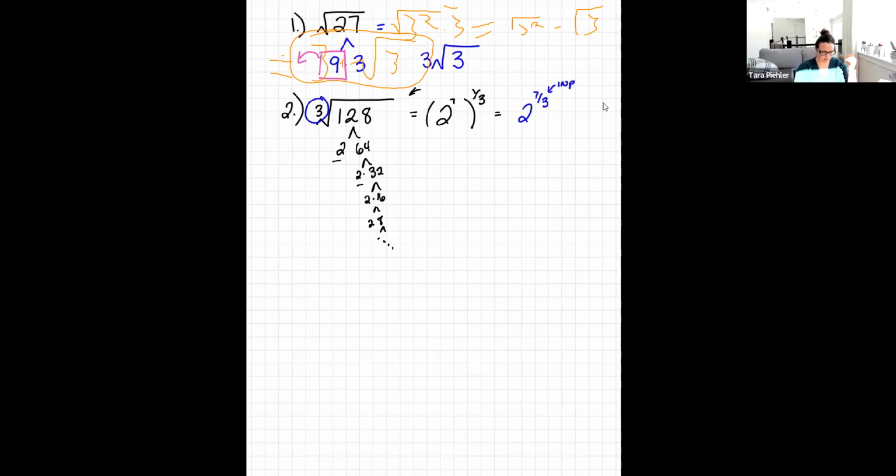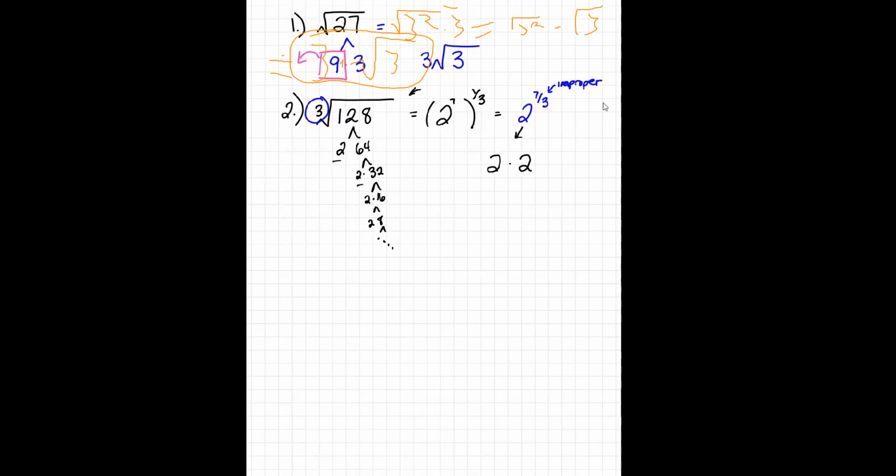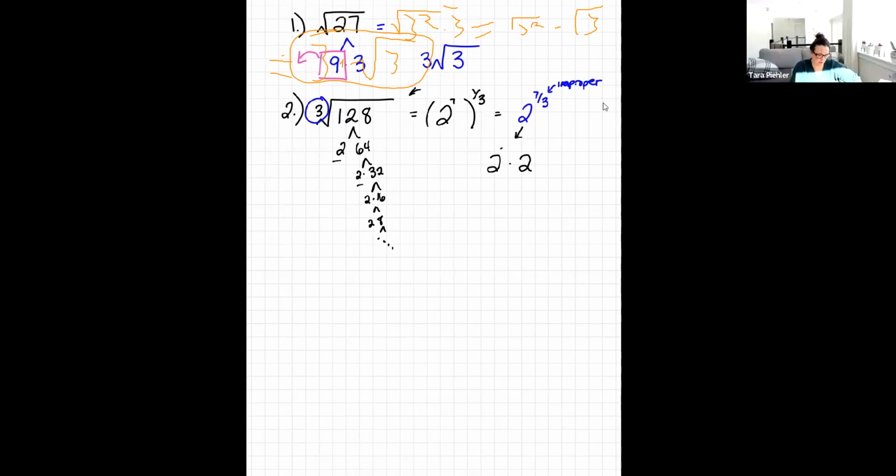Improper fraction. So how do you make that a proper fraction? You have to split it up. Okay, how do you do that? 7 over 3 equals what? How many 3s are in 7? There are 2 3s with a remainder of what? 1 over 3. That's right.